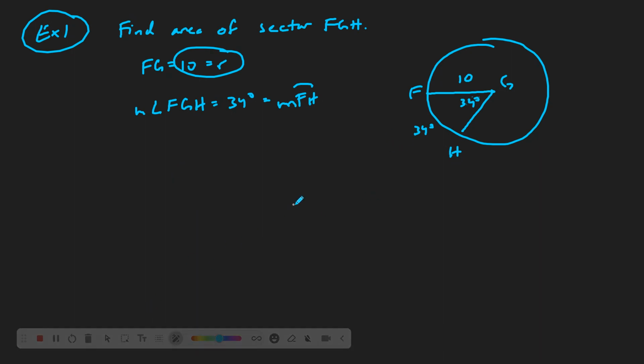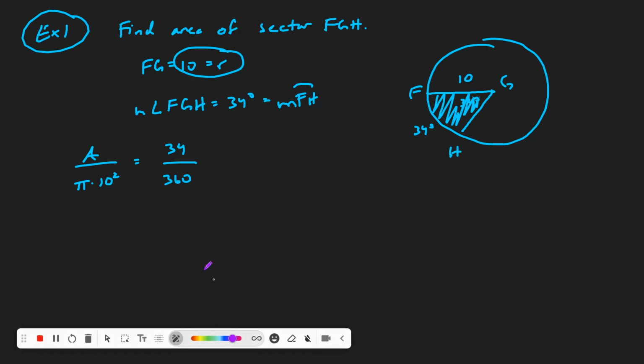Okay, and we are looking for this area all in here. So we're going to use that proportion formula. It is going to be the area of the sector, which is what I'm trying to find, over the area of the circle, pi times 10 squared, equals the angle measure, 34, over 360. And again, we're going to cross multiply.